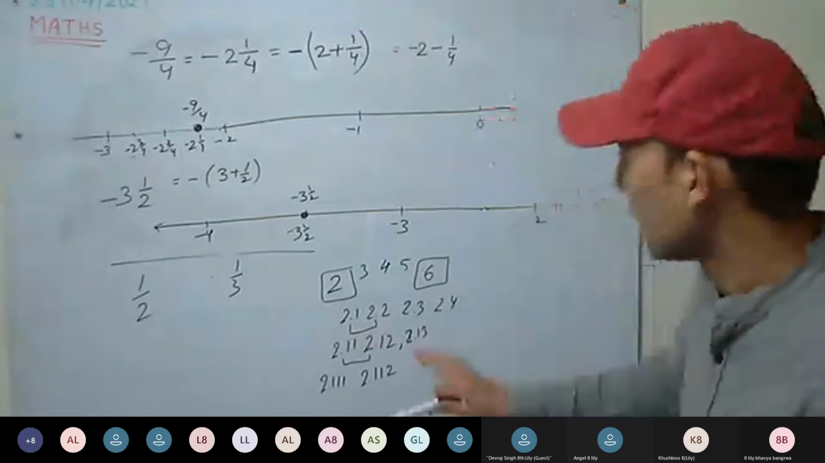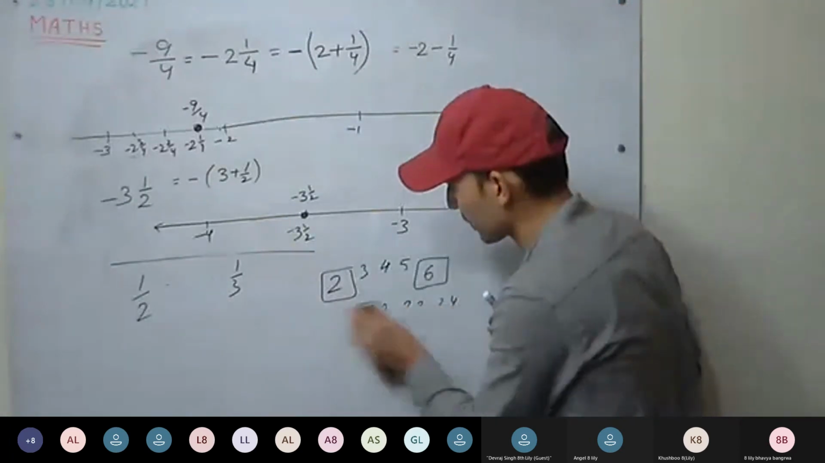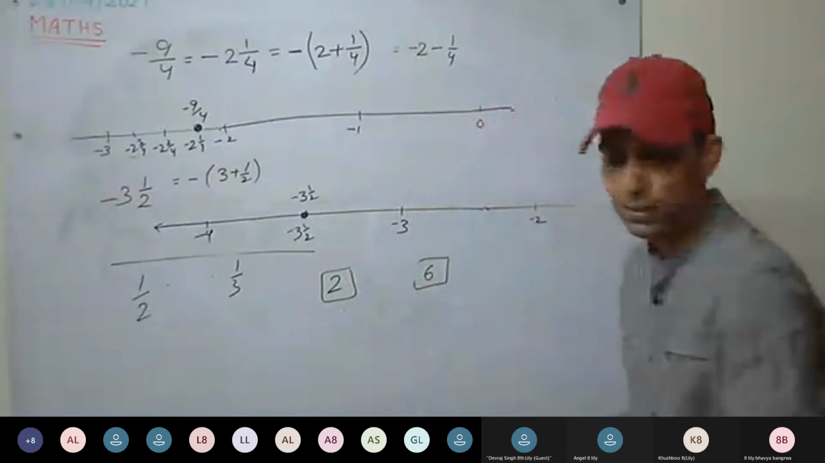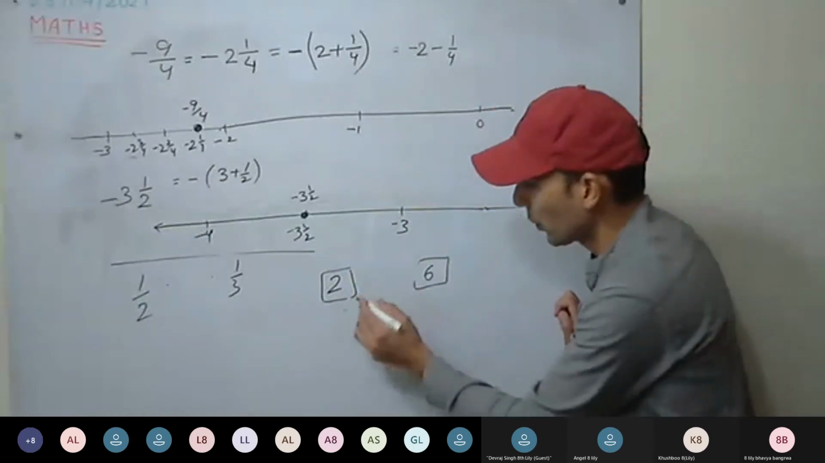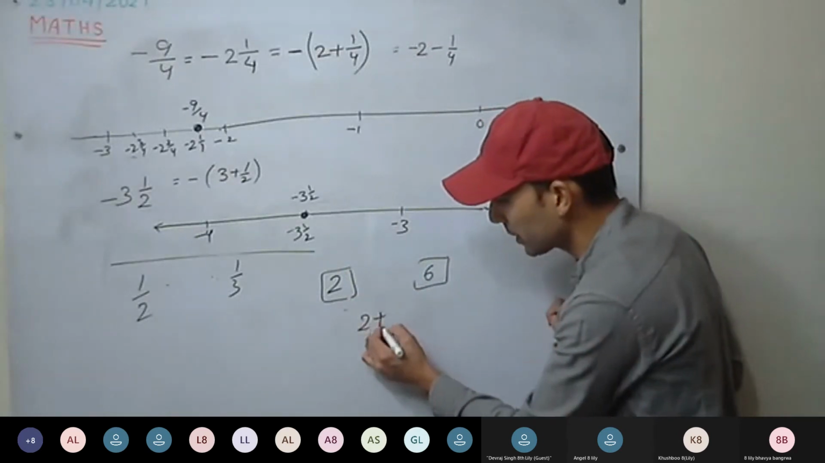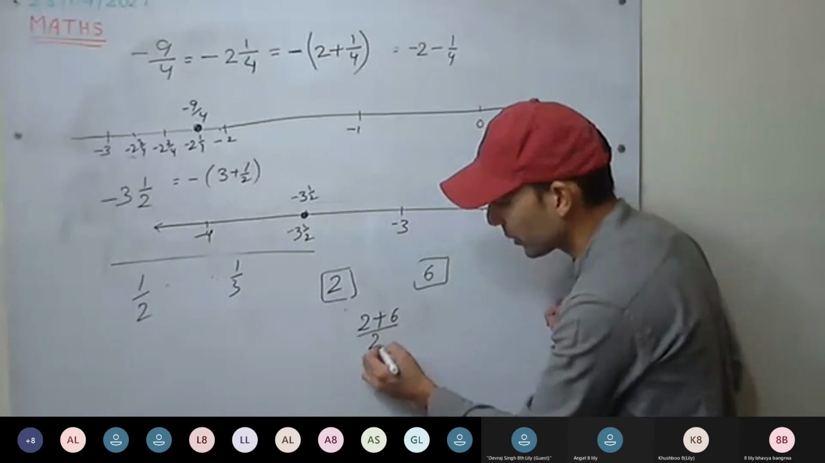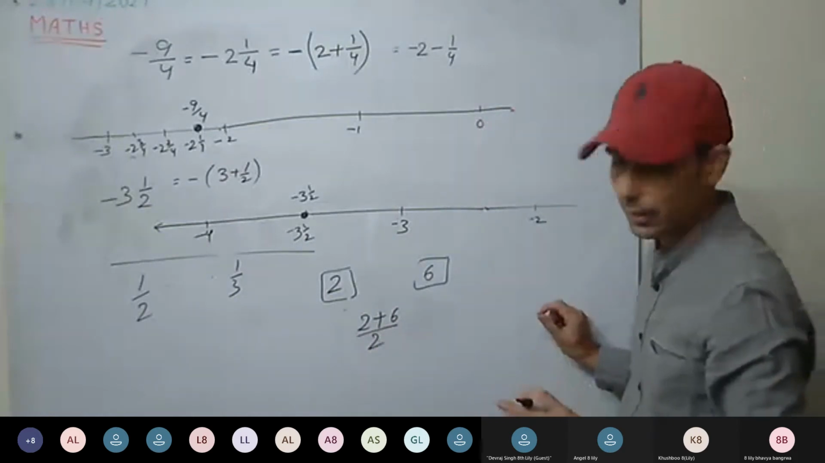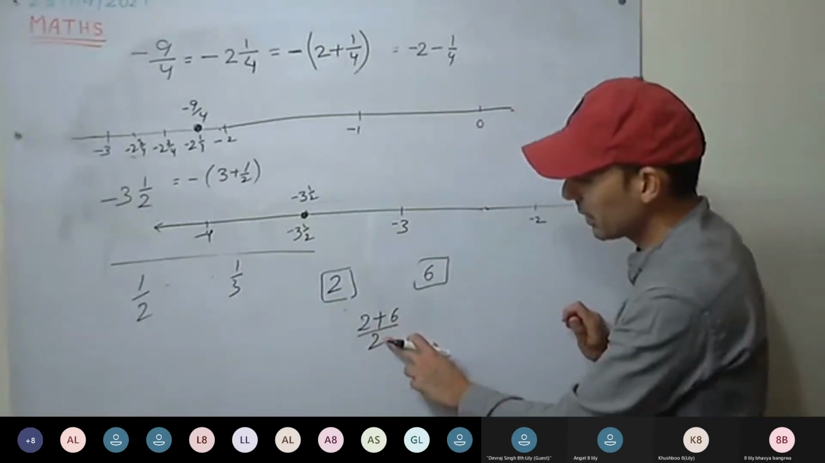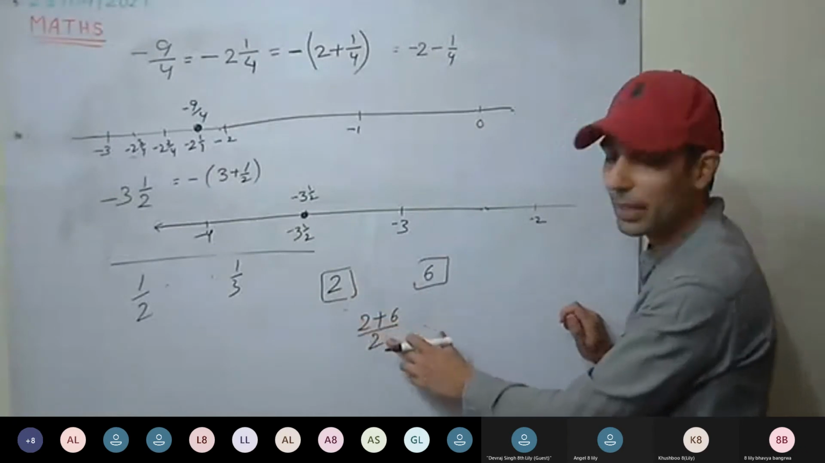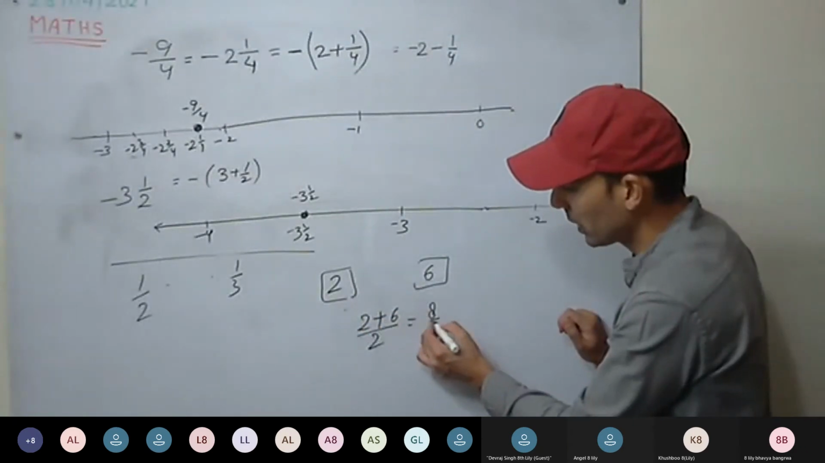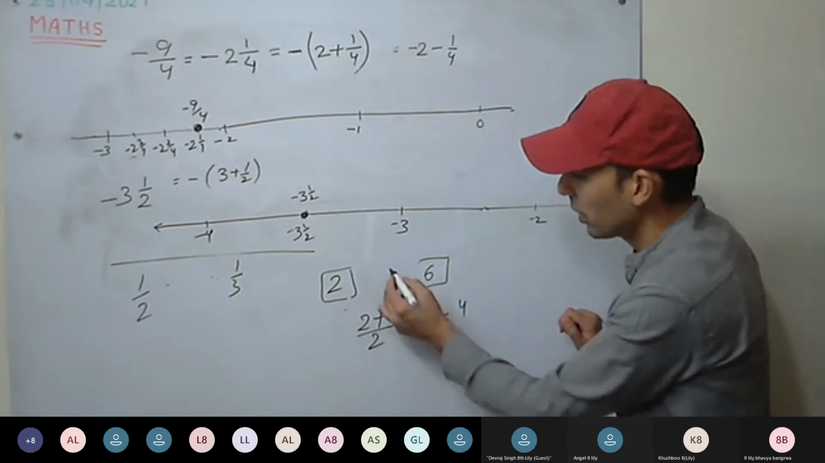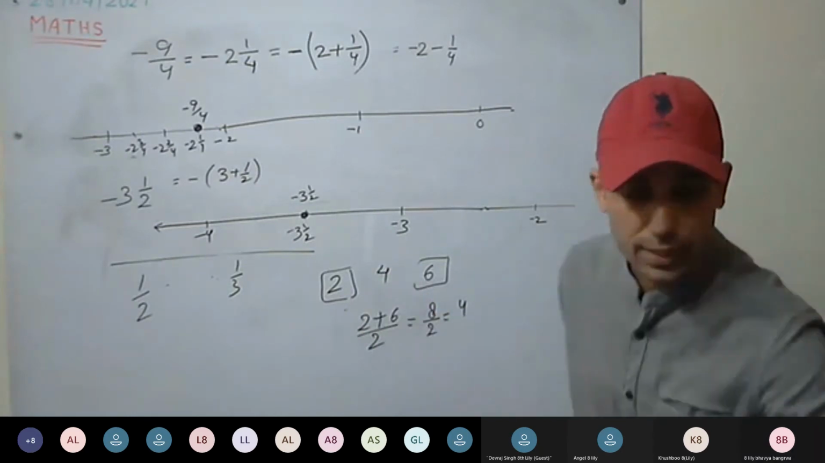And how to insert between them? For example, we have to insert between 2 and 6. How are we going to do it? We'll add these two numbers and divide by 2. This is one method to insert. That is, we are taking the mean of these two numbers, the average of these two numbers. It will be how much? 4. We inserted 4.